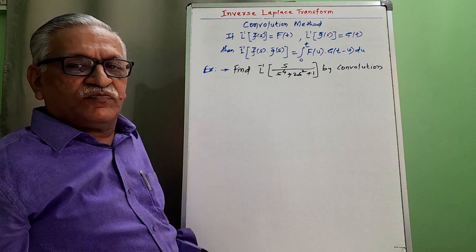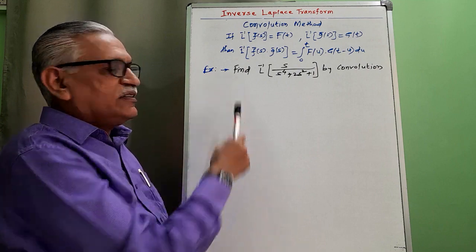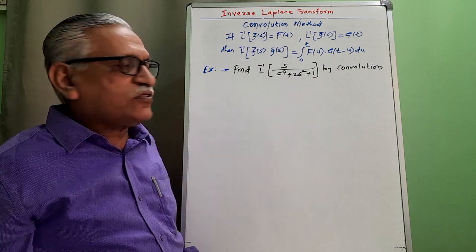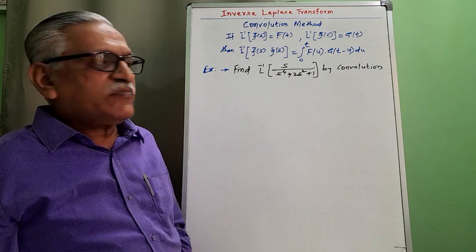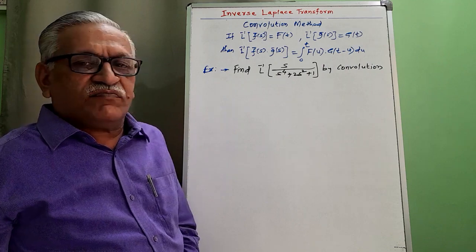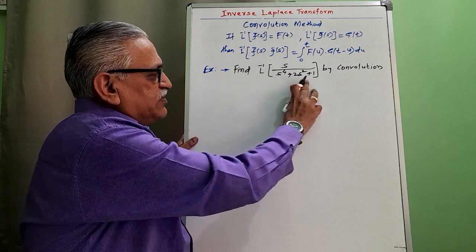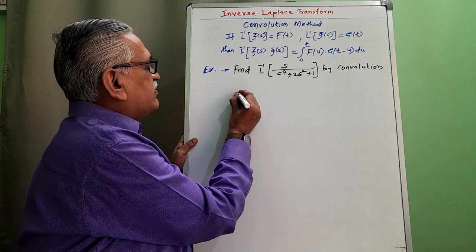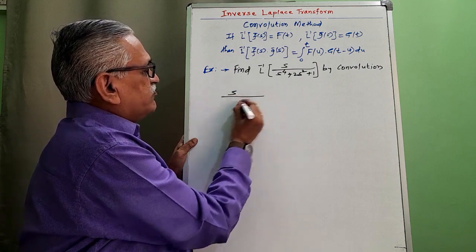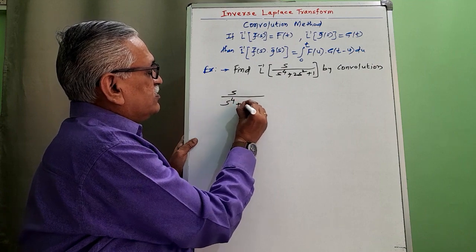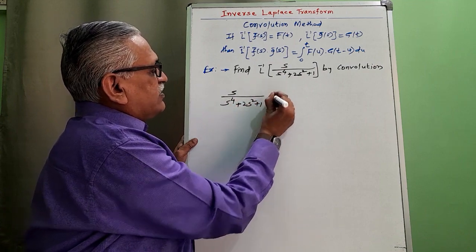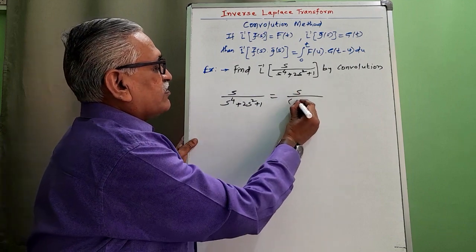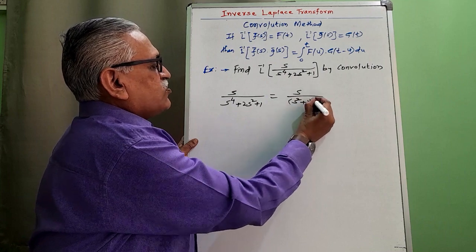Then how to obtain the inverse by convolution? For that, solve: find the inverse of s upon s raised to 4 plus 2s square plus 1 by convolution. Here the term in the denominator is s raised to 4 plus 2s square plus 1. We can rewrite s upon s raised to 4 plus 2s square plus 1 as, it is a perfect square of s square plus 1 whole square.